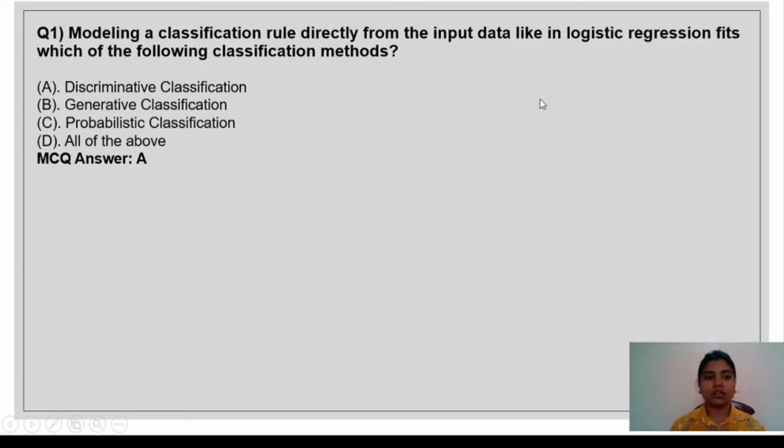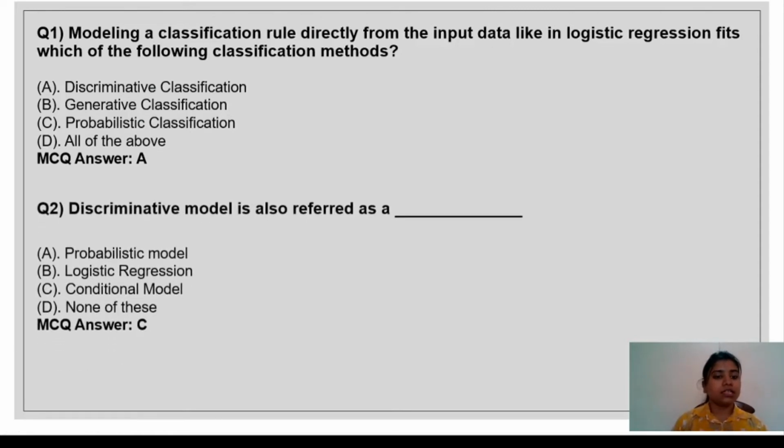So if we look into the question, here they have mentioned input data, like in logistic regression fits. Logistic regression is one of the examples of discriminative classification. So option A is the answer, that is discriminative classification. Next question: discriminative model is also referred to as a conditional model. Option C. We have already seen it in our explanation of the discriminative model.